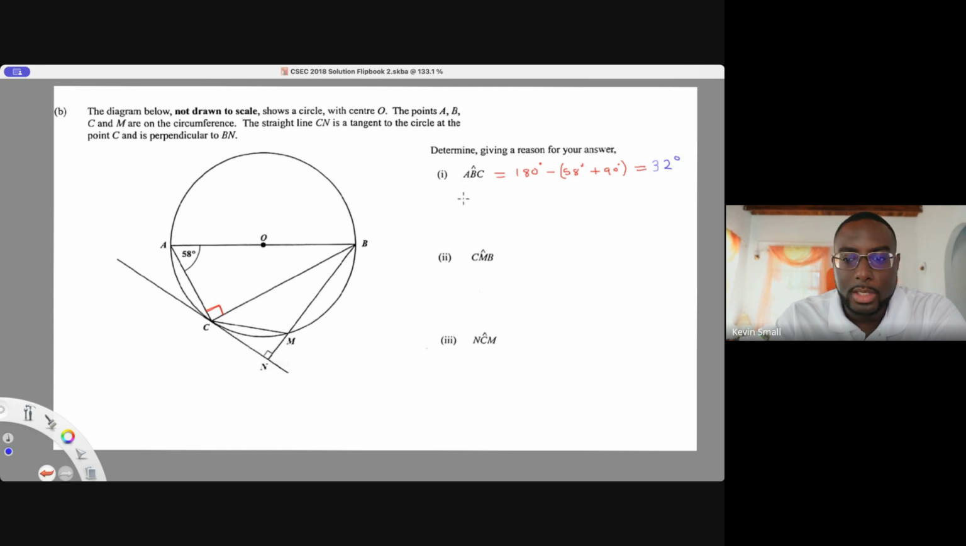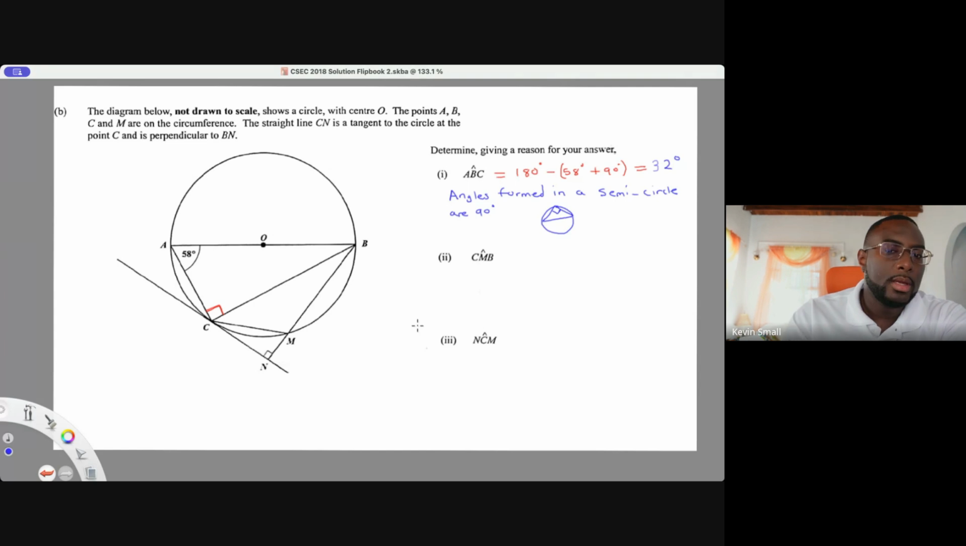So the rule that Omara used was angles formed in a semicircle are 90 degrees. Just remember, if you have a circle and a diameter line going through it, any angle that you draw from that to that point will be 90 degrees. That is the rule here. Angles formed in a semicircle equal 90 degrees.